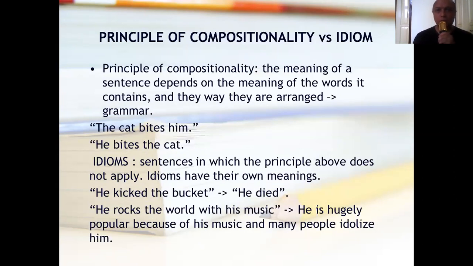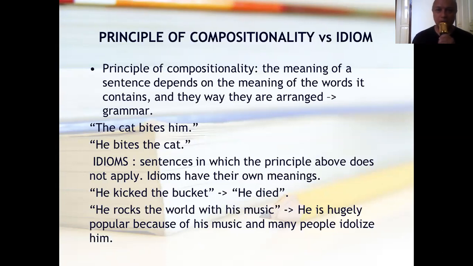Now, the principle of compositionality versus idiom. The principle of compositionality means the meaning of a sentence depends on the meaning of the words that it contains and the way they are arranged. In other words, the grammar. So the principle of compositionality means the meaning of the words that a sentence contains and the way the words are put one after the other, or in other words, the grammar of the sentence.